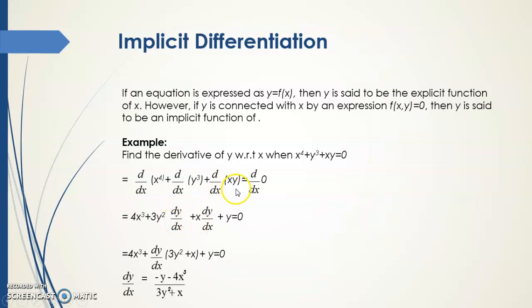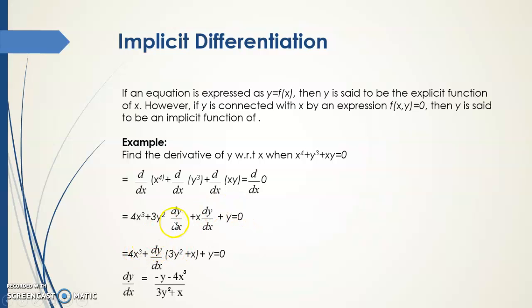Plus, now this is the product rule. So first function as it is, x, derivative of y, so this is a single y, so this would be dy by dx, plus second function, that is y, derivative of x, which we know is 1. So this is only plus y, equals to derivative of 0. We know that it is a constant, so it is 0.